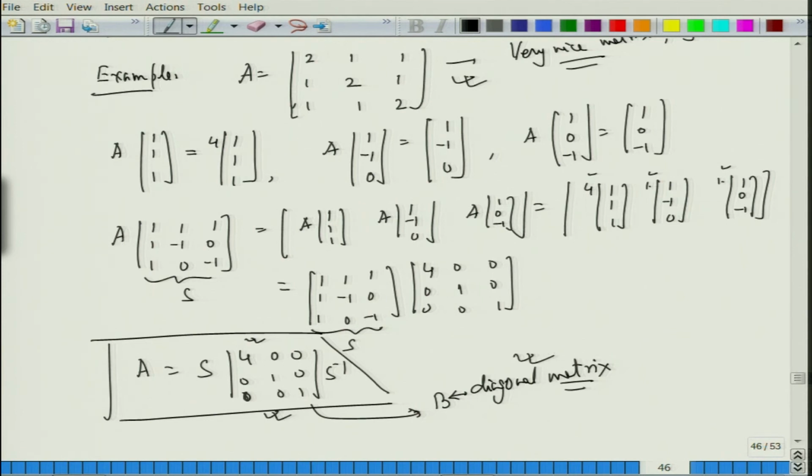So the idea will be, when you come to eigenvalues and eigenvectors, to come back to these ideas and try to get matrices which have this nice property that I can make them diagonal.